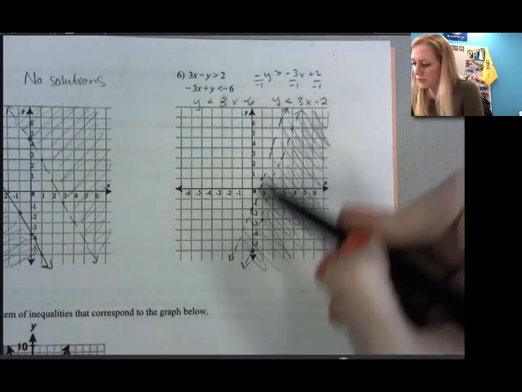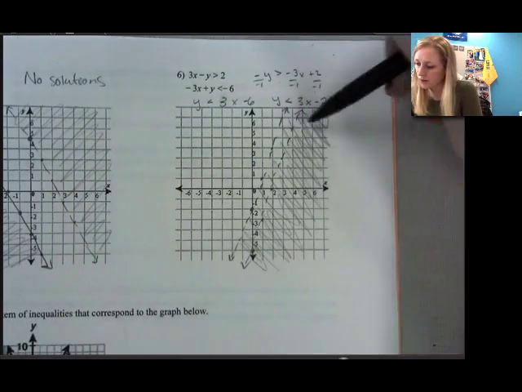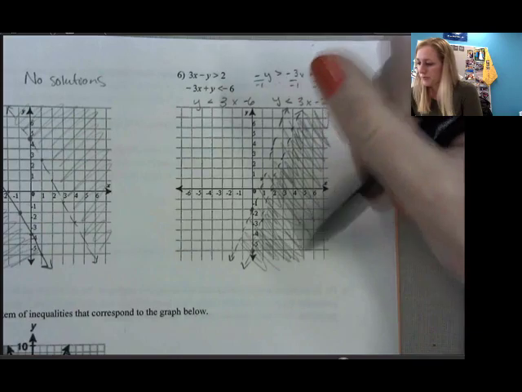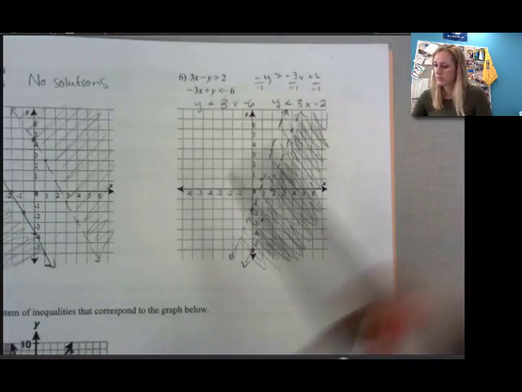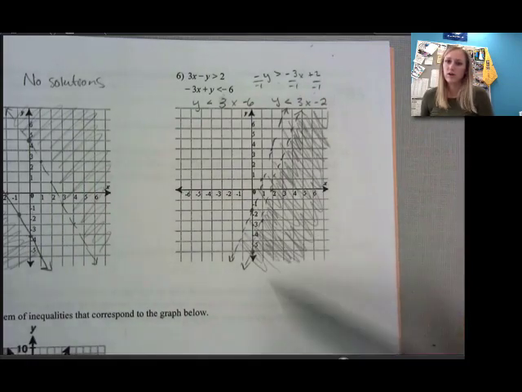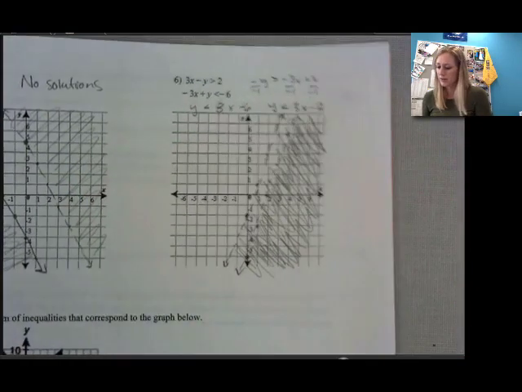So in between the lines is not a solution, but below this one, they're overlapping. So that one's maybe a little hard to see, but between those two lines is not a solution, but below that one are all my solutions because they are overlapping there.